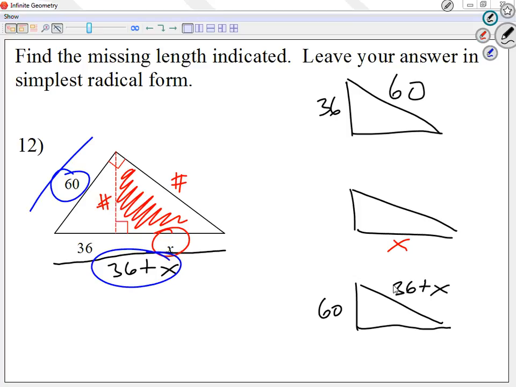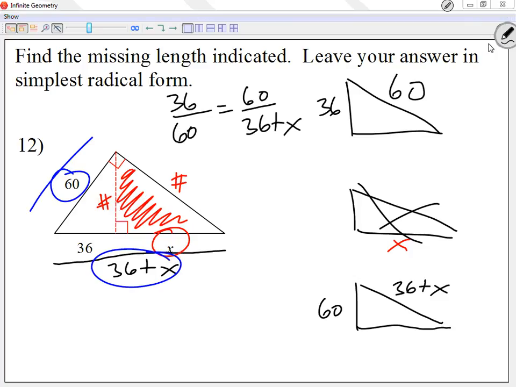So in this case, I will use the small triangle and the big triangle. Right? The middle one is not enough. Remember, you need two sides per triangle. And the way I will set this up will be 36 is smaller than 60. At the bottom, I will go 60 is smaller than 36 plus x. We can cross multiply. Don't forget that 36 multiplies to 36 and to x.